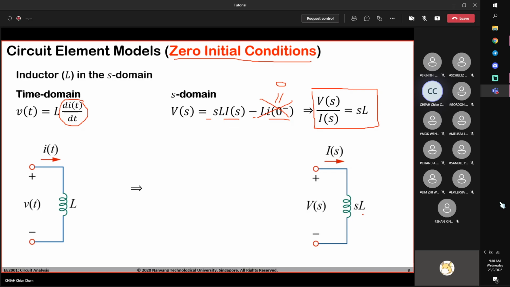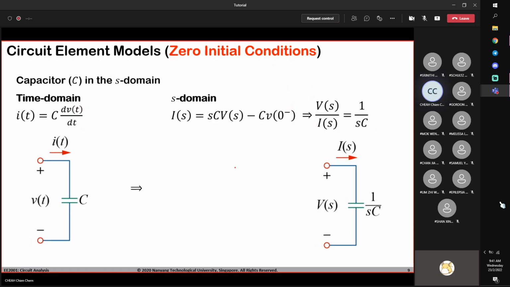Now, I was saying that in the Laplace domain, the relationship between voltage and current becomes something similar to Ohm's law. In the case of a resistor, V over I is R. In the case of an inductor, V over I is equal to sL, which means that if you put your circuits into the Laplace domain by transforming the inductor into sL, whatever you have learned in week 1 and week 2 can be applied similarly. So this is the objective of this week's tutorial.